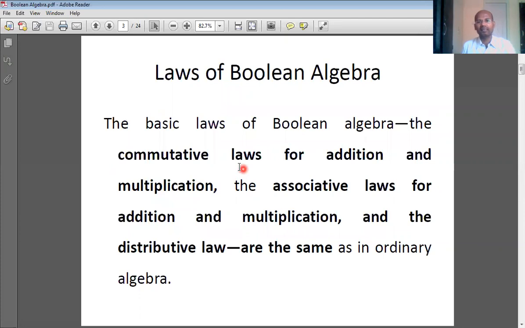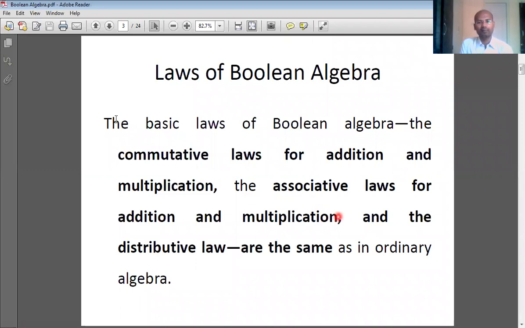Now let's see the laws of Boolean algebra. These laws are very close to the laws in normal algebra. And what are the laws of normal algebra? We have the commutative law, the associative law, and also the distributive law. The same laws are also present in Boolean algebra. They work much the same.